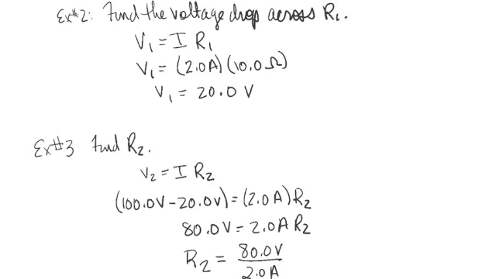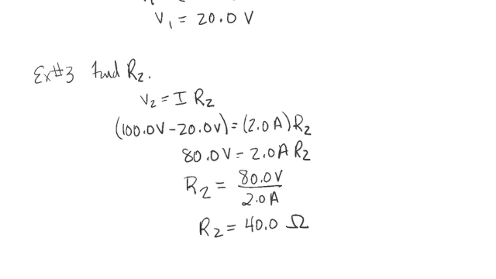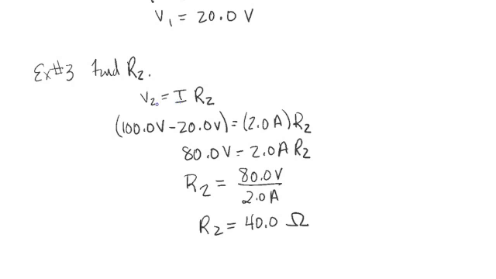Example number 3 here. Find the value of R2. Well, voltage drop 2 is equal to current times R2. We know that 100 volts went into R1, 20 volts came out, which gives us 80 volts coming out of R1. We know the current is 2 amps and resistance R2 is the unknown. Rearrange, do the arithmetic, we find that R2 is equal to 40 ohms.